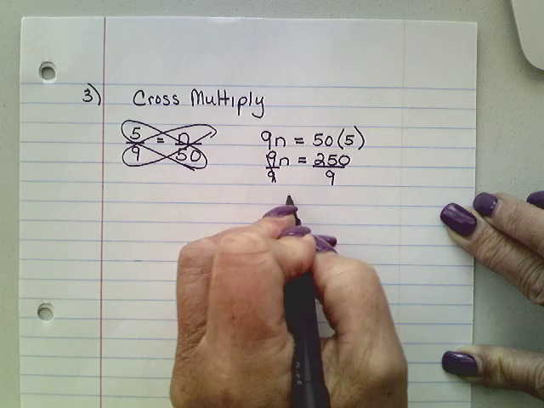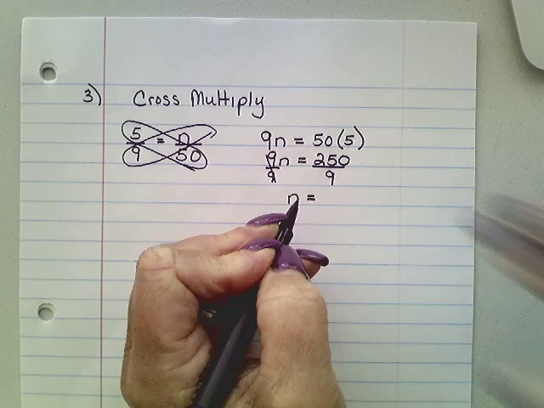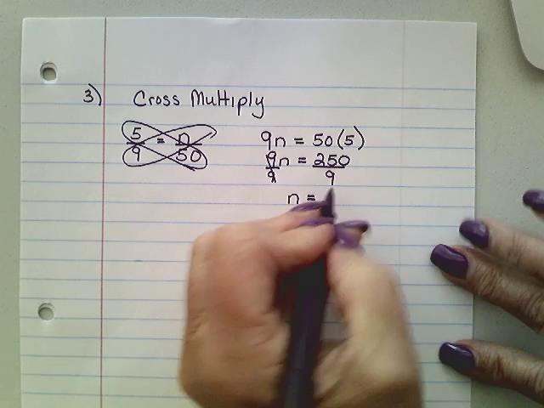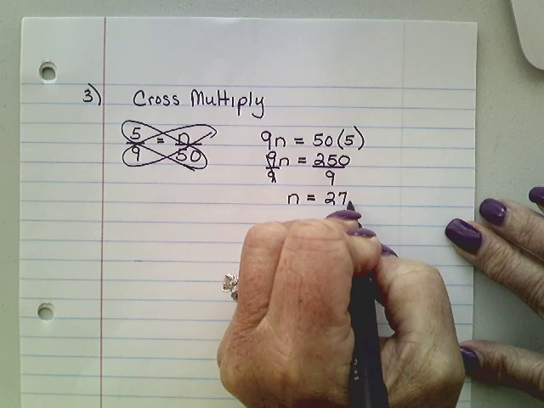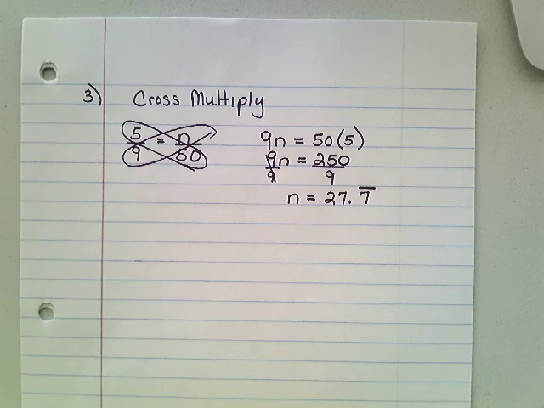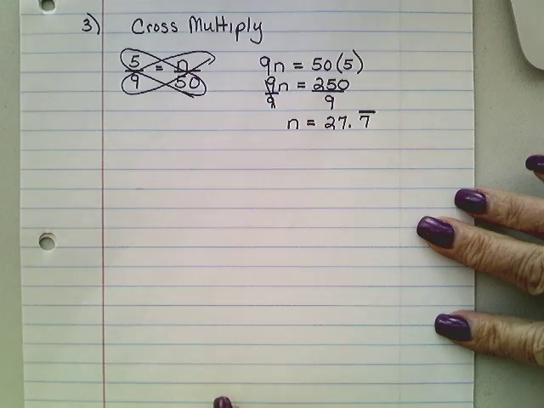Okay? And then n is going to equal, now you can do fraction form or you can do decimal form. I would probably keep it in decimal form. So I would get 27.7 repeater. Remember that repeater bar means it goes on forever and ever. Okay? We're going to set up 2 more of these just so that you can see and practice.